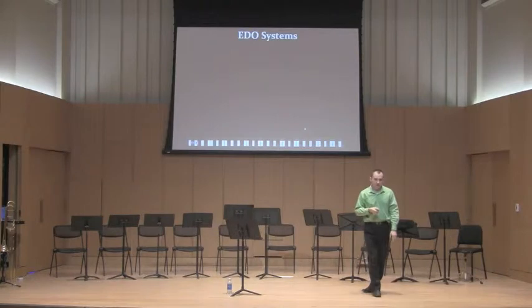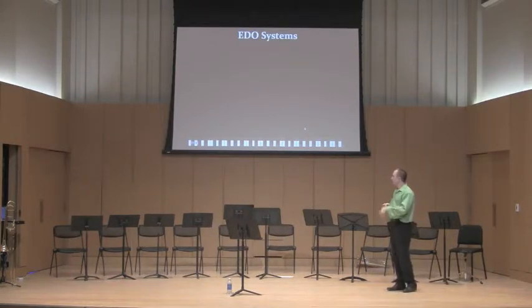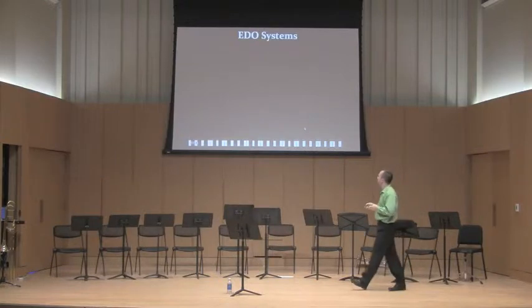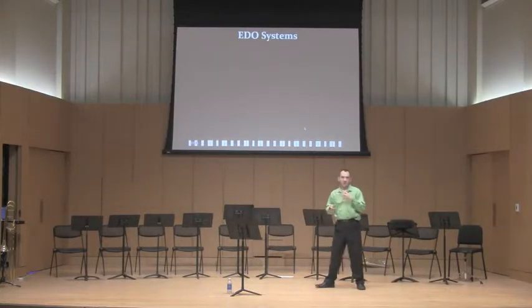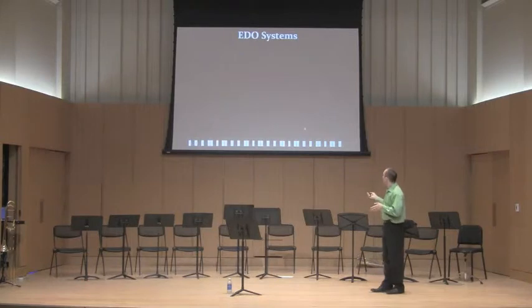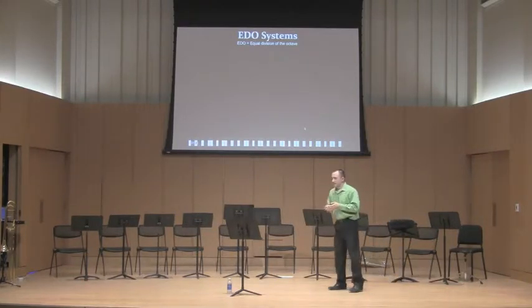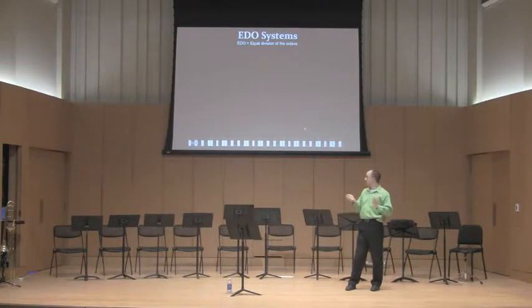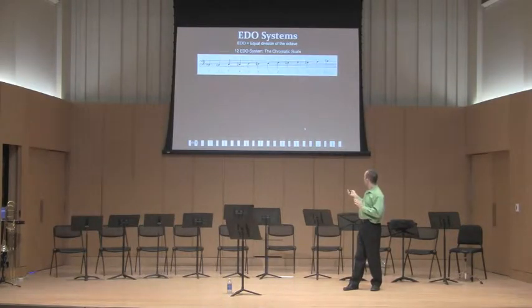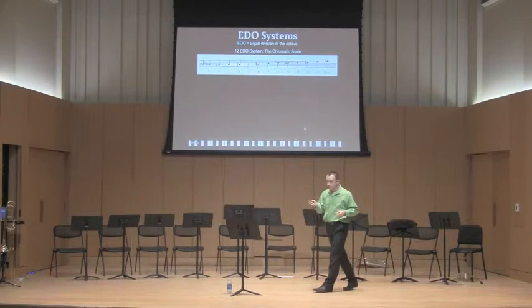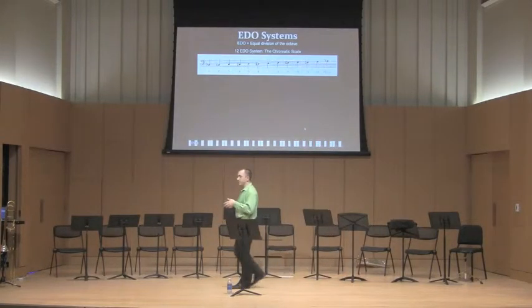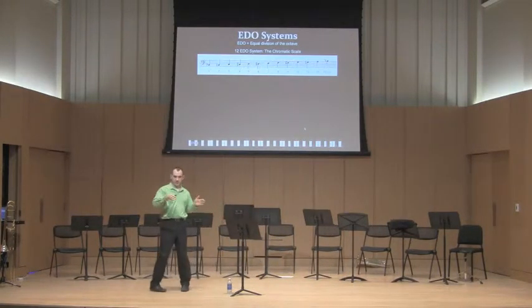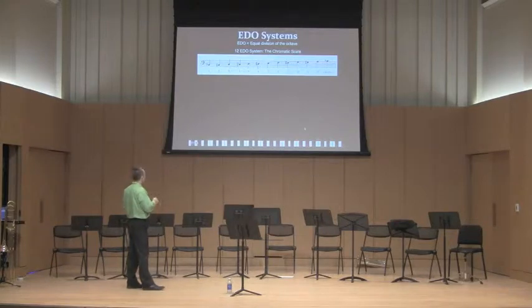Another way that we can talk about quarter tonal music, and actually the way in which it started becoming popular in the 20th century, is through systems called EDO systems. EDO stands for equal division of the octave, okay? So let's say we have an octave from, in this case, B flat to D flat, and we divide that octave into 12 equal pitches, equidistant from one another. That is our standard chromatic scale.